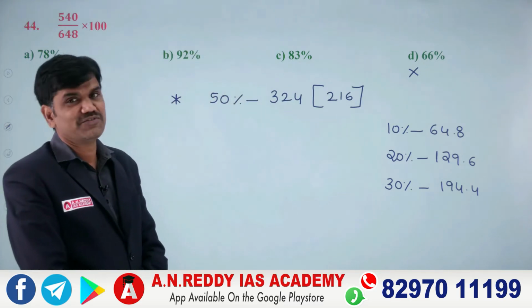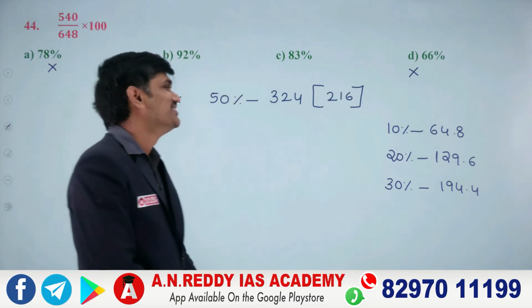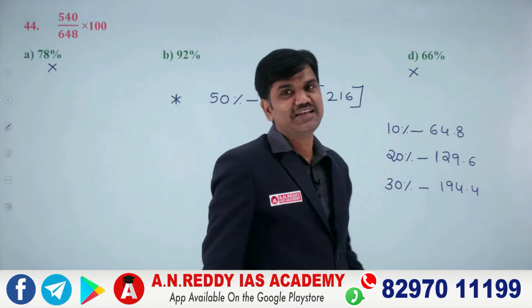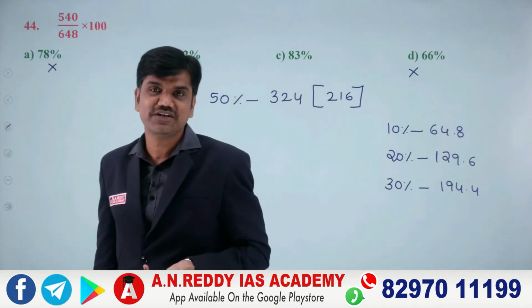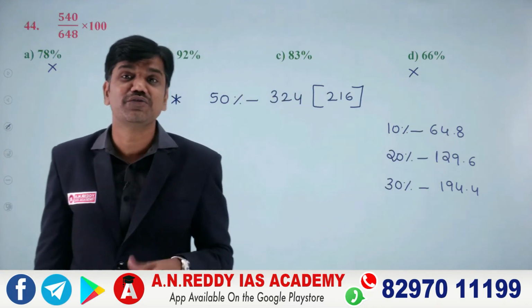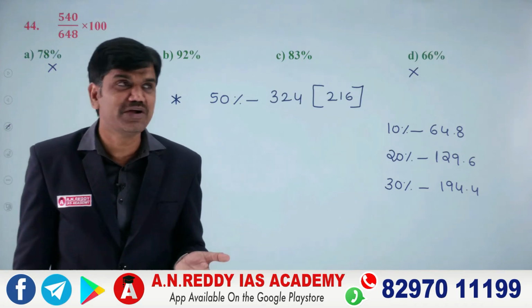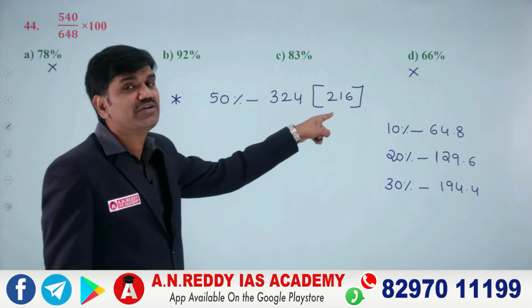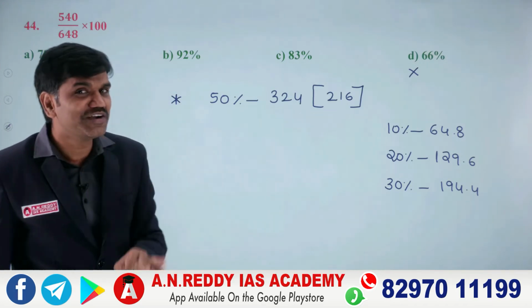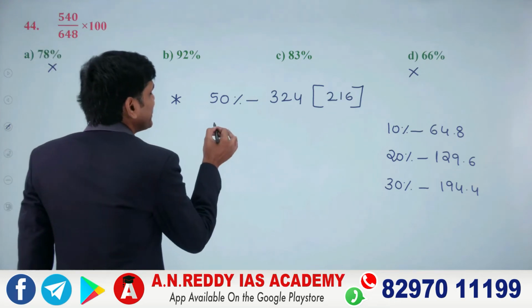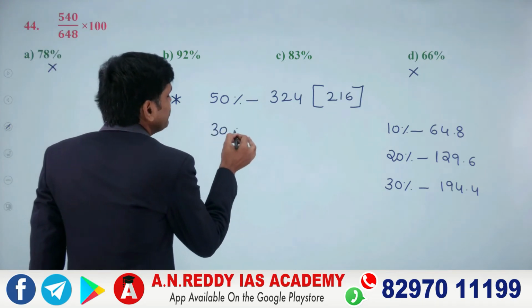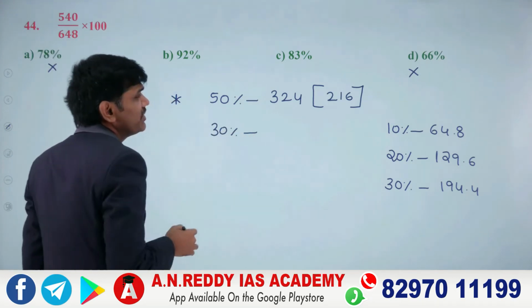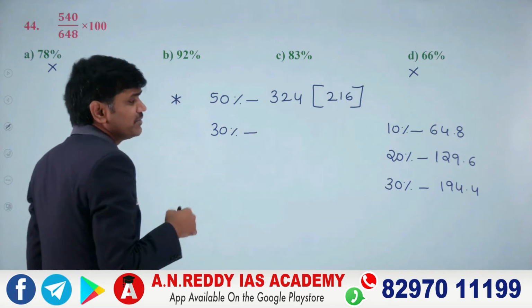Can I go for 40%? 40% I cannot go for, because 10% is 64.8, and 40% will be 4 times of that. That will give you how much, dear? 259.2. Whereas I have to travel only 216. I cannot go for 40%. So 30% I can go for. 30% I can go for.